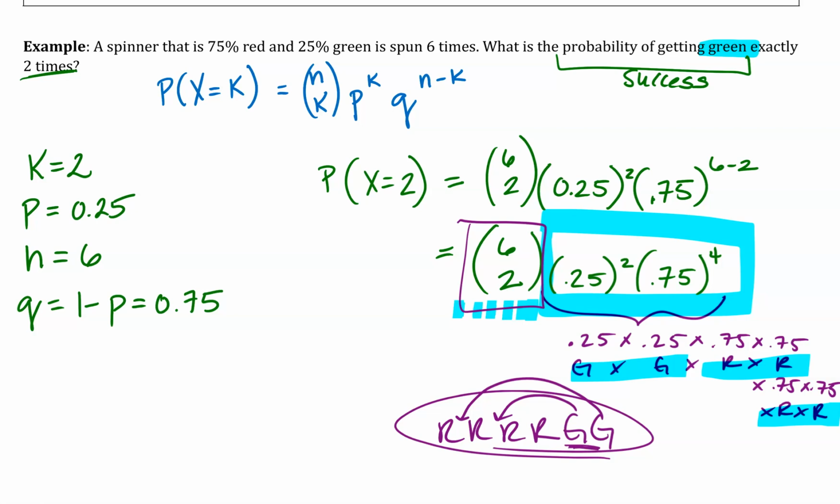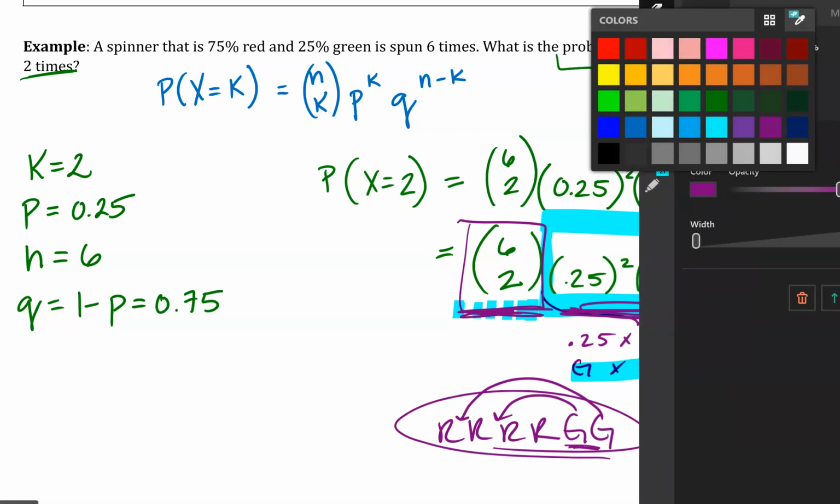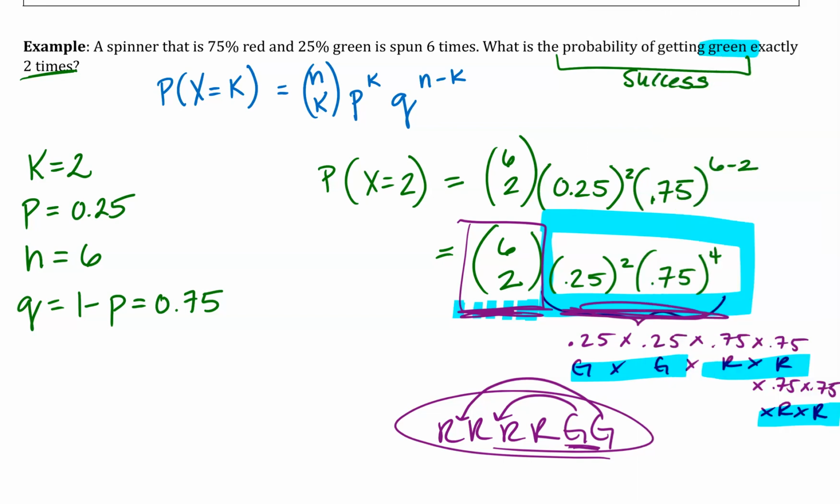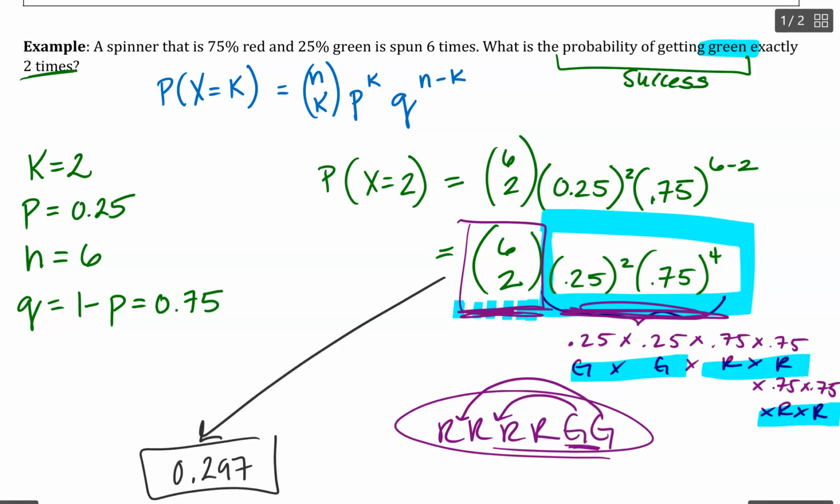So this binomial formula takes into account each of the individual probabilities along with where they can be placed in what order. Just a little background on the formula so that it doesn't seem like this crazy thing that came from outer space. All right, let's actually plug this into our formula now, and we get 0.297. So there's about a 30% chance that we get exactly 2 greens out of 6 times spinning the spinner.